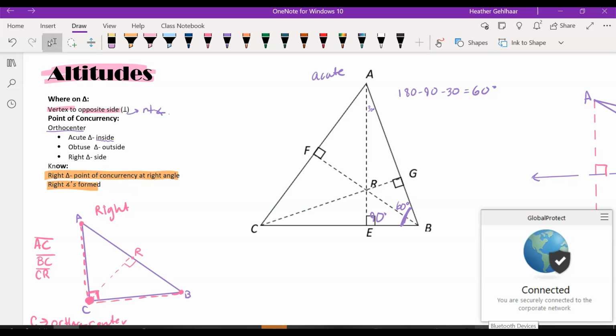Okay? Well, and that's it. So there's really nothing else too crazy about the altitudes.